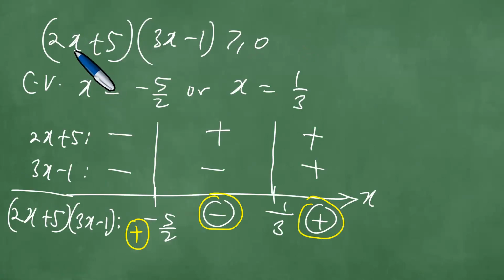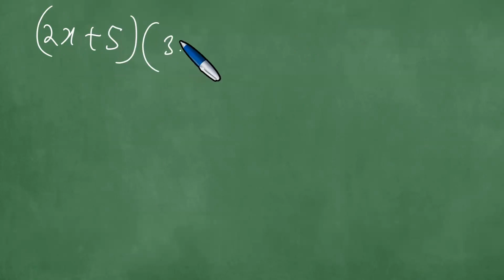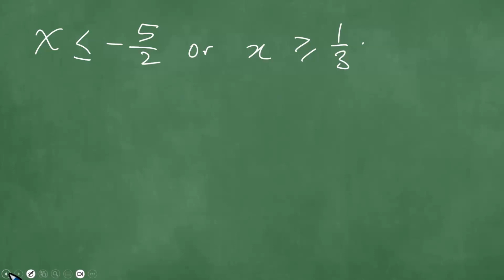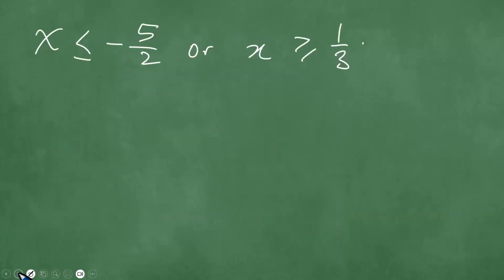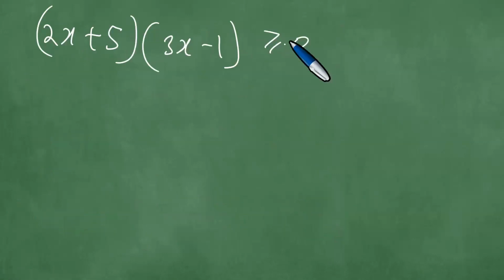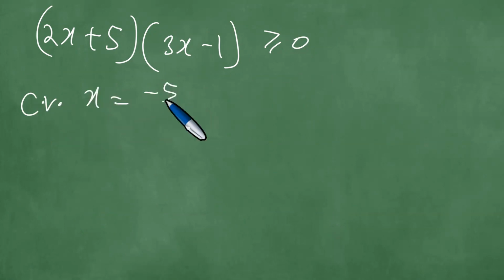Okay, we're going to discuss that because if you have 2x plus 5 into 3x minus 1, greater or equal to 0, you obtain the critical values. What are the critical values? This one, or x is 1/3, like this, right?